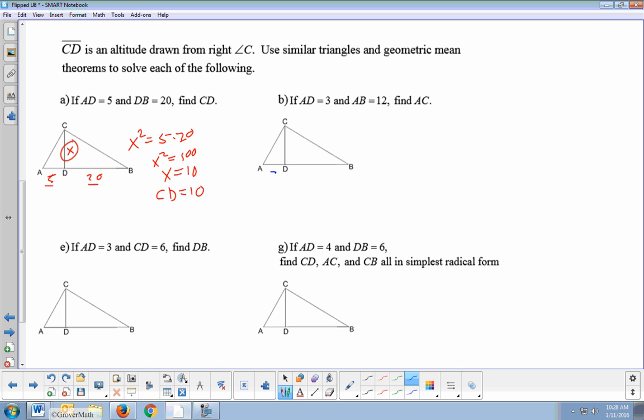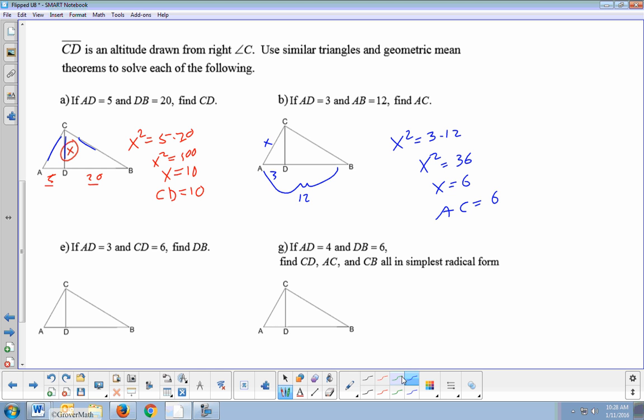AD is 3, AB is 12, find AC, call that x. So this is one of the legs squared. And really, these three things are what these pieces squared have to do with the large triangle hypotenuse: either the two pieces, or a piece and the whole thing, or this piece and the whole thing. So x squared equals 3 times 12, x squared equals 36, x equals 6. So AC equals 6.